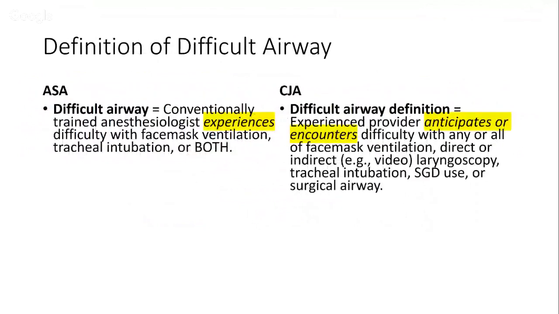The definition of difficult airway is heterogeneous across the literature. In the ASA, they define it as when a conventionally trained anesthesiologist experiences difficulty with face mask ventilation, tracheal intubation, or both. And in the CJA guideline, they define it as when an experienced provider anticipates or encounters difficulty with any or all of face mask ventilation, direct or indirect laryngoscopy, tracheal intubation, SGD use, or surgical airway.